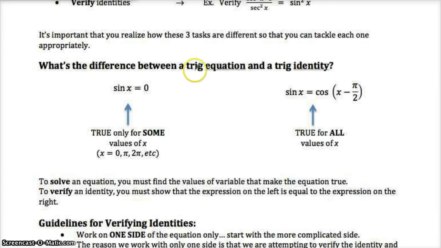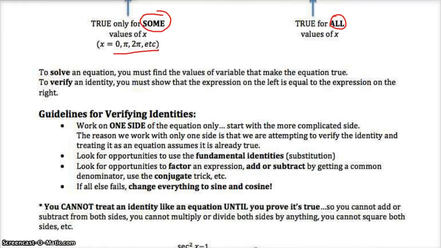If you look here, it says, what is the difference between a trig equation and a trig identity? A trig equation is true for only some of the values of x. So here we're actually asking you to solve for x. It's true, but it's only true for certain values. For a trig identity, it's going to be true for all values of x. We're not asking you to solve for x. We're just asking you to prove, is the left-hand side equal to the right-hand side? You would have to verify that by going through a process to show that that is in fact true.